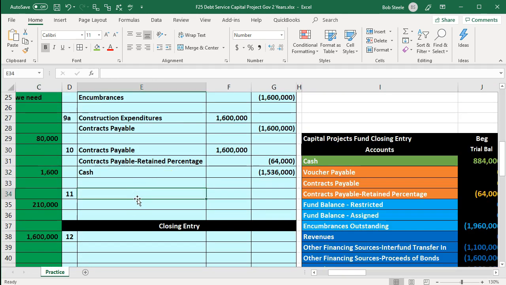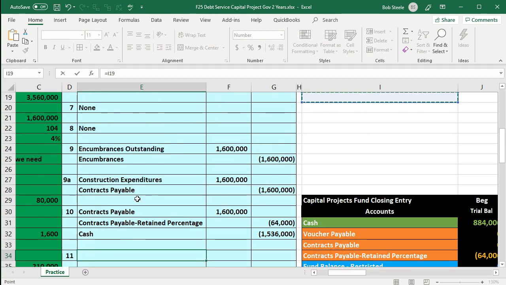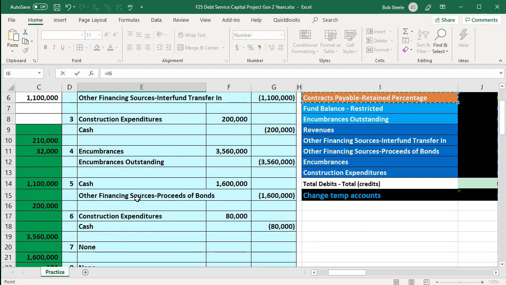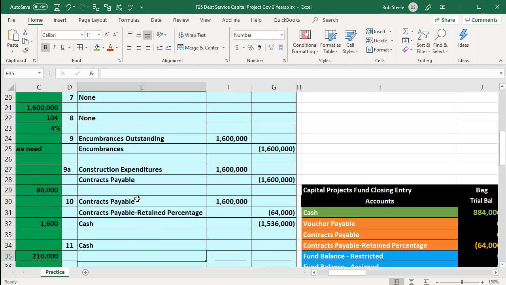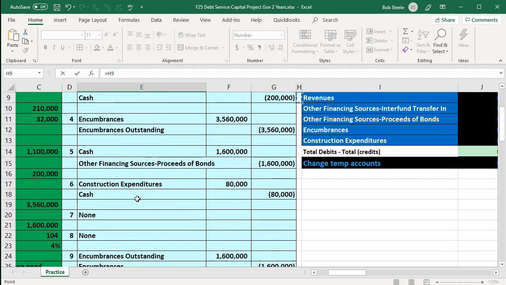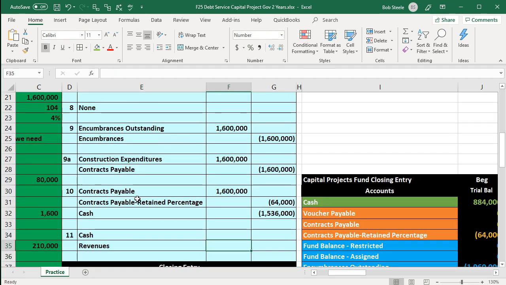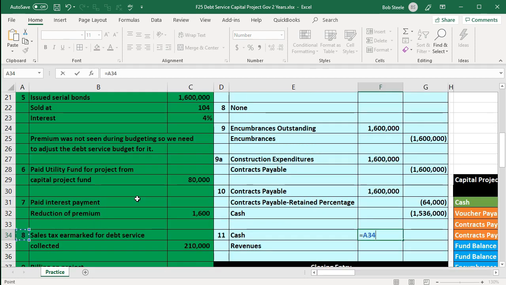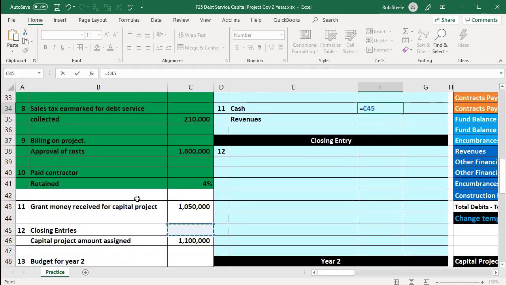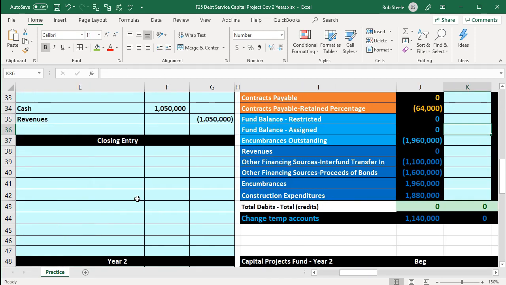Cash is going up, and it's for revenue. So we're going to say cash is going up in number 11 for the capital projects fund, increasing the cash. The other side is going to be our revenue account, and the amount will be equal to, and we're going to pick up the 1,050,000. That'll be the debit and the credit. So there we have it.